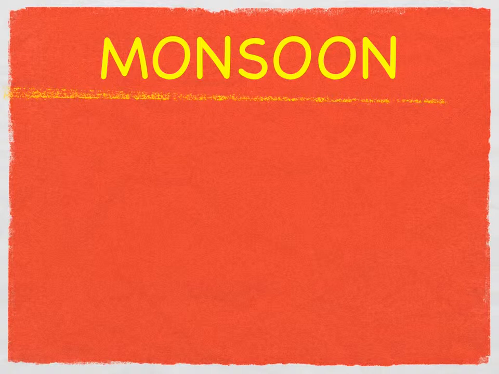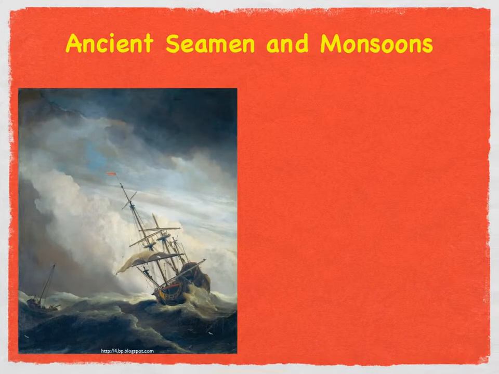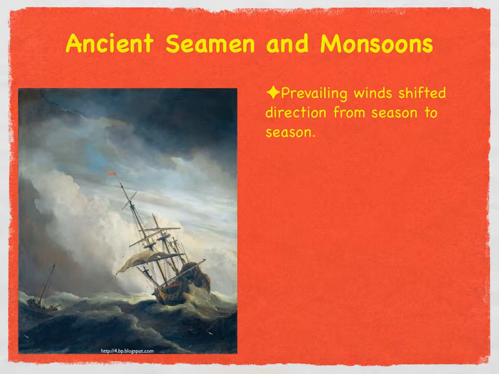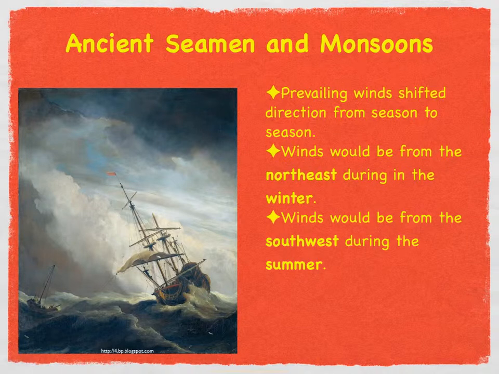This word comes from the Arabic word mausim, which means season. The term was originally used by ancient mariners who noticed something very interesting during their time at sea. The prevailing winds they relied on for navigation would change direction from season to season. They realized that these winds would be from the northeast during the winter and from the southwest in the summer. The seasonal shifts in wind direction are what we now call monsoons, and they are caused by the different temperatures of the land and sea surfaces and the breezes this creates.